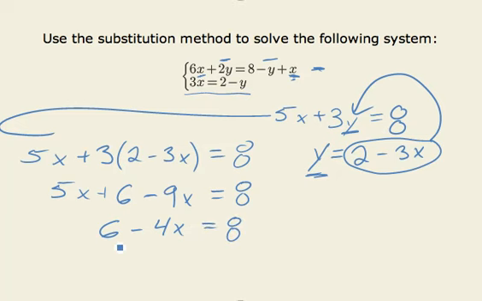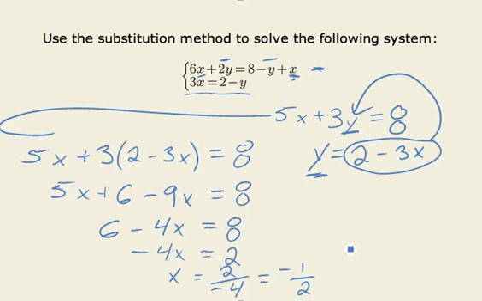Let's go ahead and subtract 6 from both sides. We'll get a negative 4x equals 8 minus 6. 8 minus 6, of course, is 2. Let's divide both sides by a negative 4. So we'll get x equals 2 divided by a negative 4, commonly referred to as negative a half. So now we know our x value.